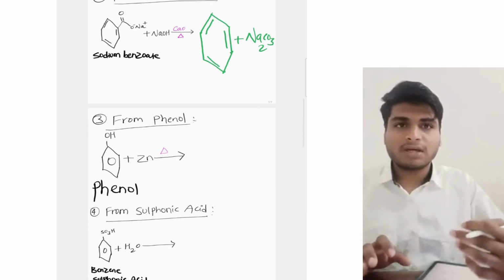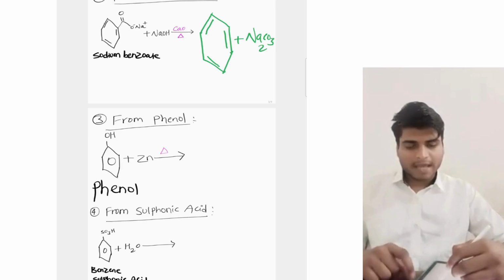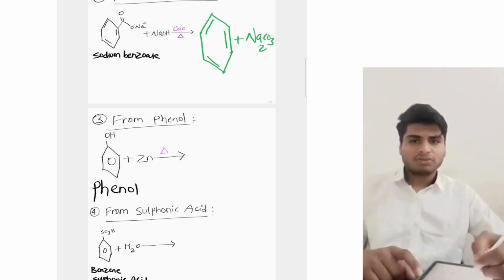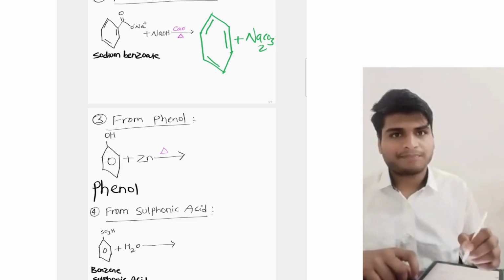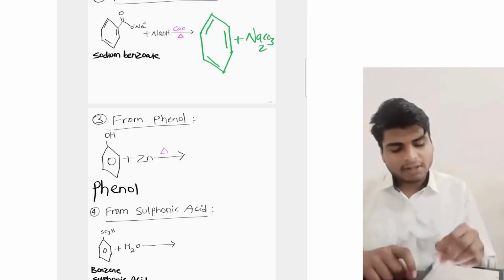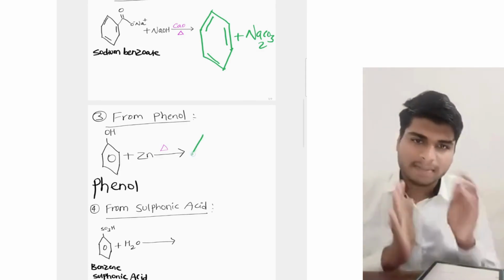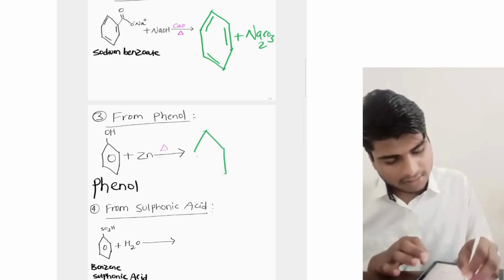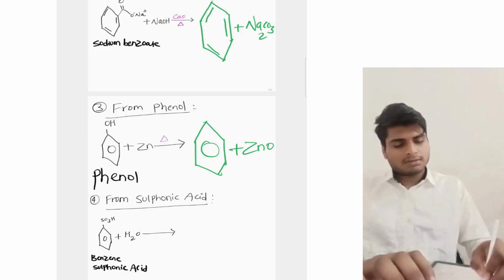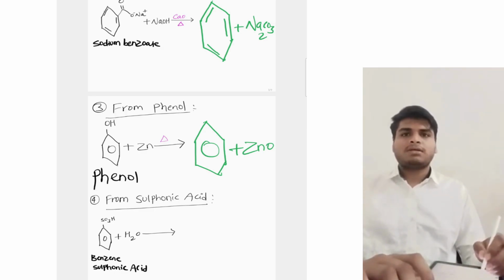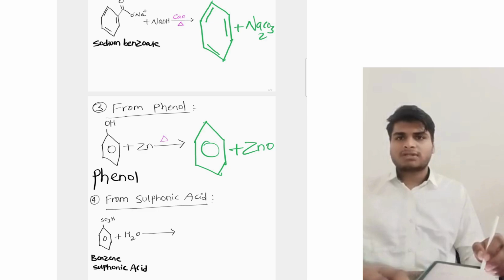From phenol we can produce benzene. In this process, vapor of phenol is passed over zinc dust and heated. The zinc will reduce the phenol to produce benzene, and in this we will get benzene plus ZnO. Okay, ZnO is zinc oxide.